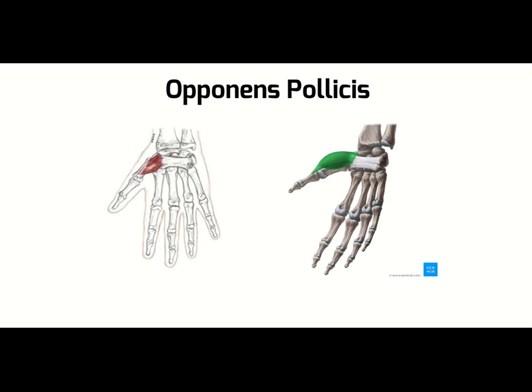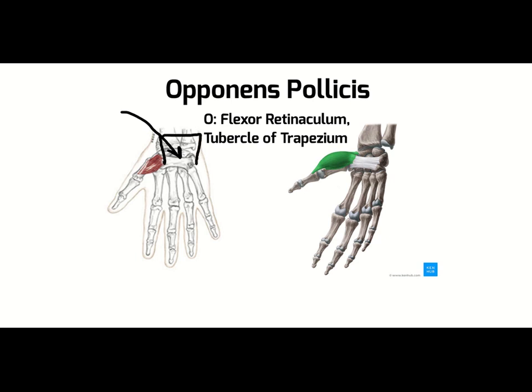So starting with the Opponens Pollicis, its job is just to perform opposition, so bringing the thumb over towards the pinky finger. It originates from the flexor retinaculum and the tubercle of the trapezium. Keeping in mind that the flexor retinaculum is the ligament that's running across the anterior side of the wrist, just like we saw on our last picture when we looked at all of the flexor muscles of the wrist. It's just a wide fascia kind of ligament that runs across the front of the wrist.